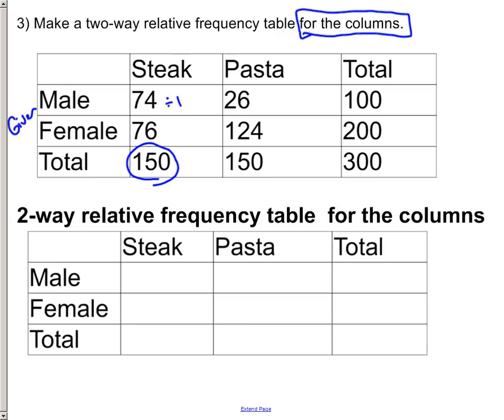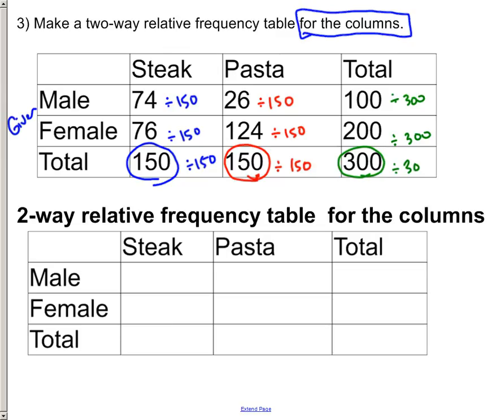That means I'm going to take 74 and divide it by 150. 76 will be divided by 150, and this will be divided by 150. Then at the same time, I will take this total for this pasta column, and everything's divided by whatever is in this total position. So this divides by 150, divide by 150, and divide by 150. And then the last column, again, we just use its own total for the division. And it gets us some pretty nice data here as well.